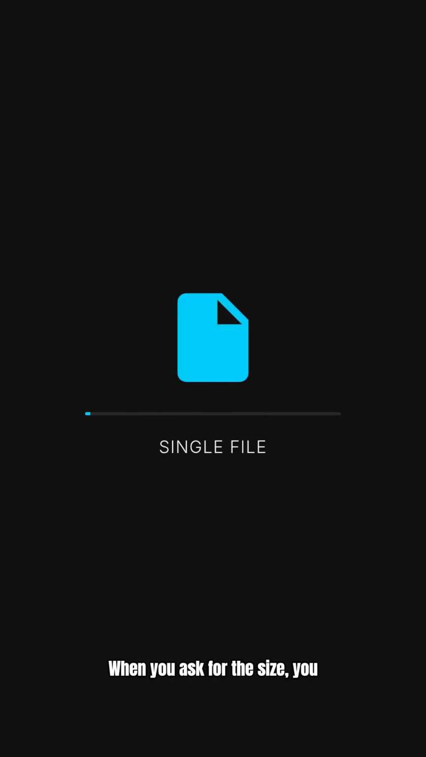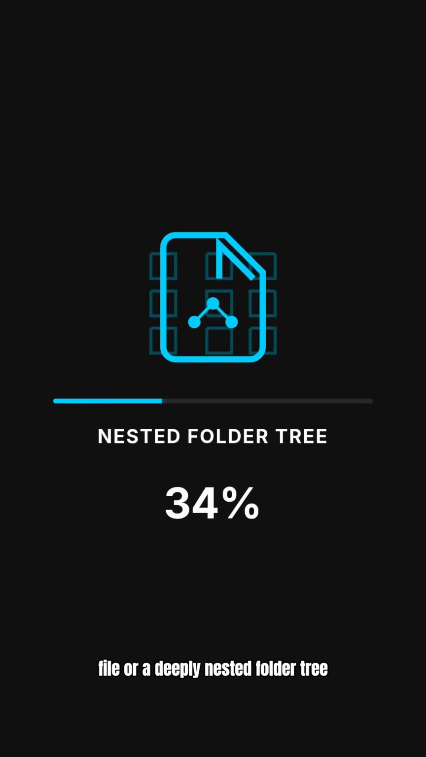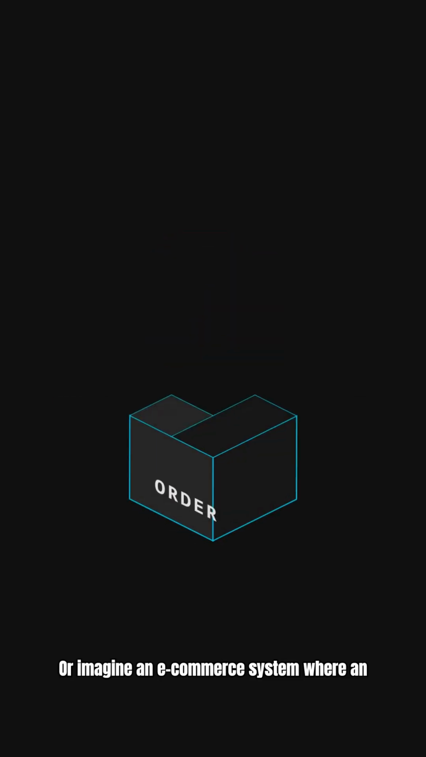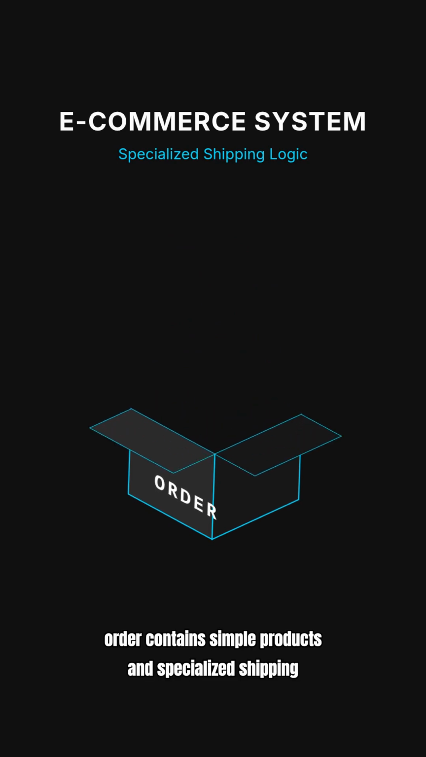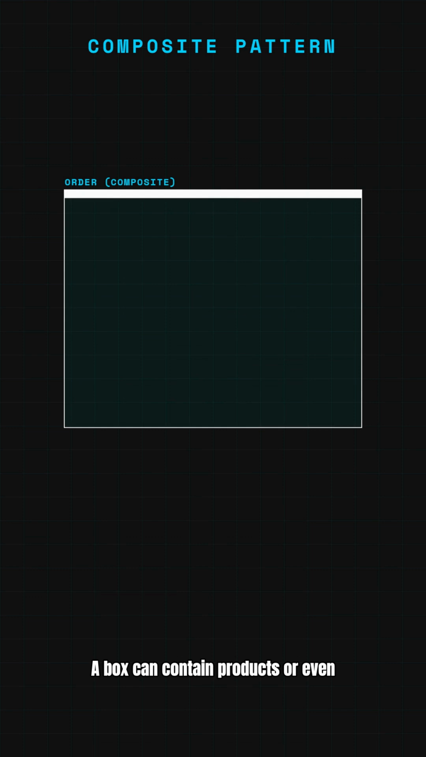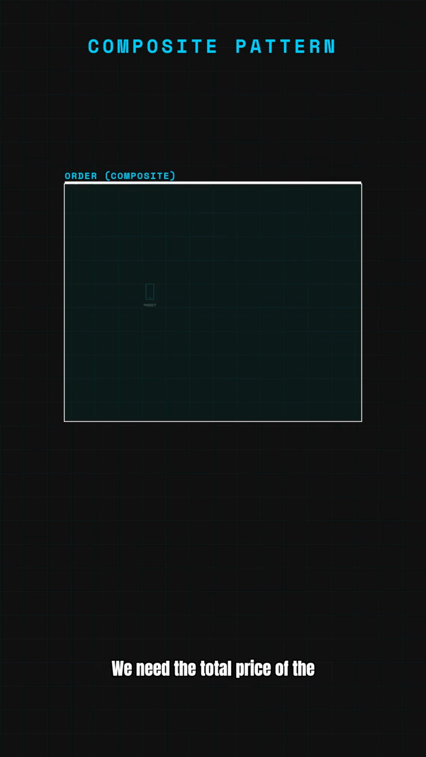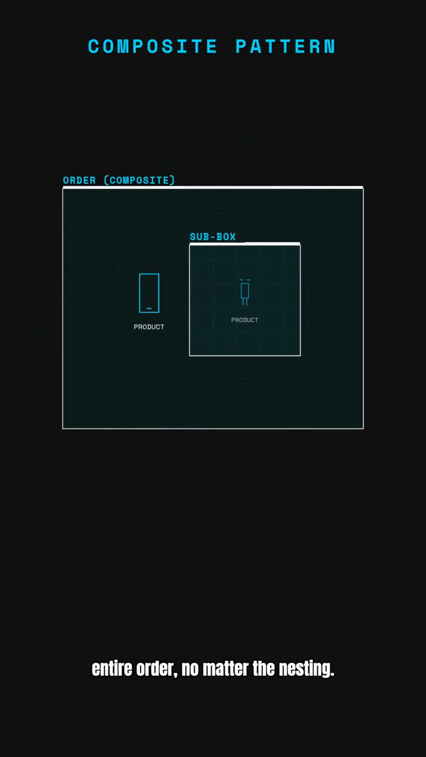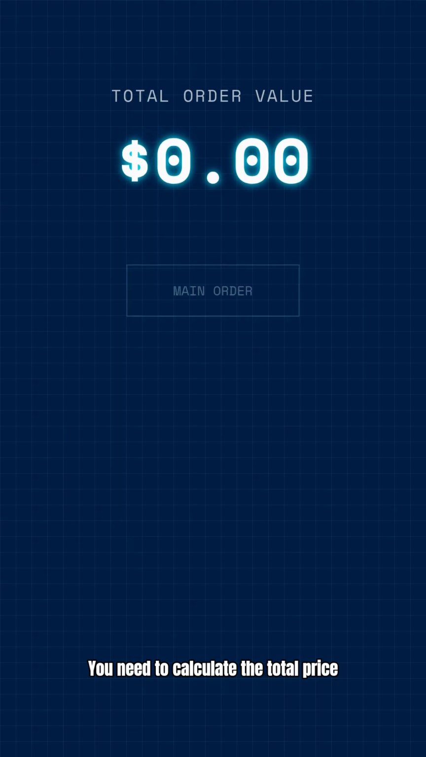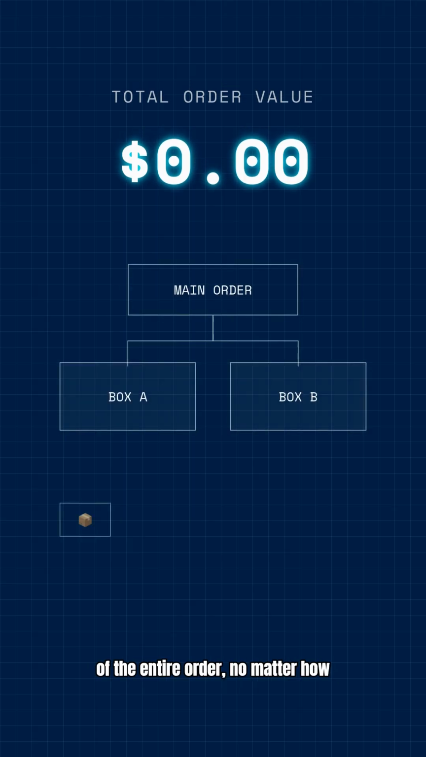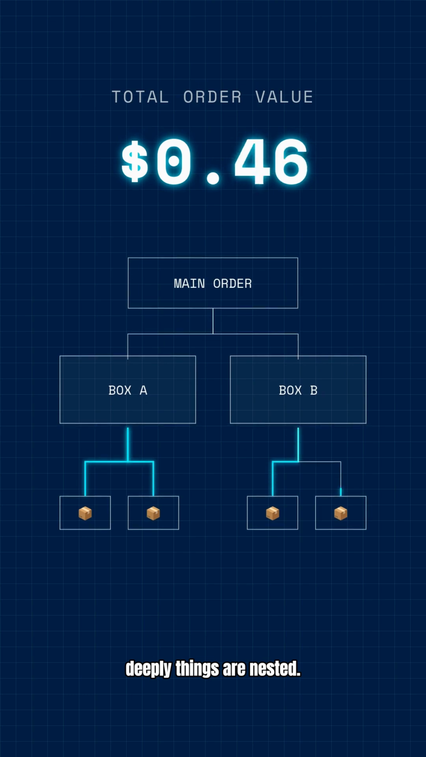When you ask for the size, you don't care if it is a single file or a deeply nested folder tree. You just want a number. Or imagine an e-commerce system where an order contains simple products and specialized shipping boxes. A box can contain products or even smaller boxes. We need the total price of the entire order, no matter how deeply things are nested.